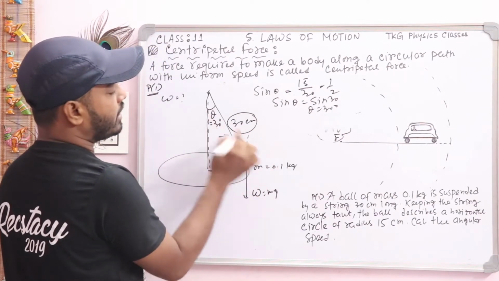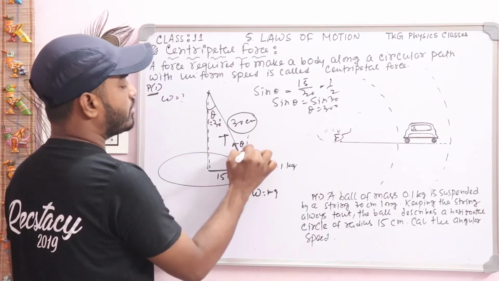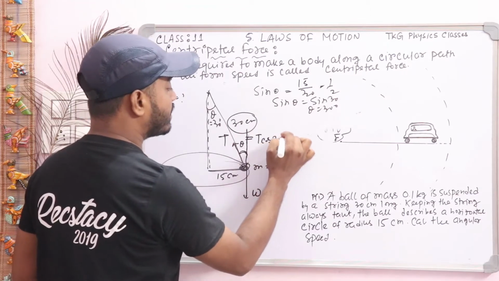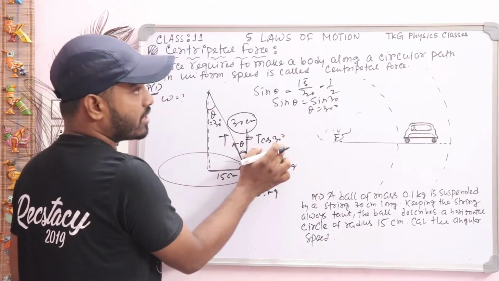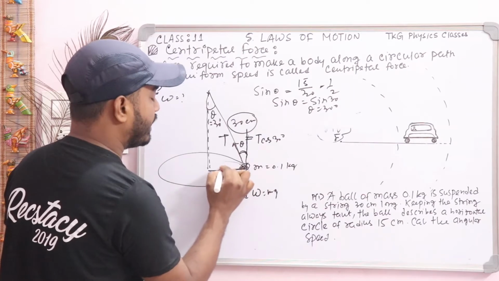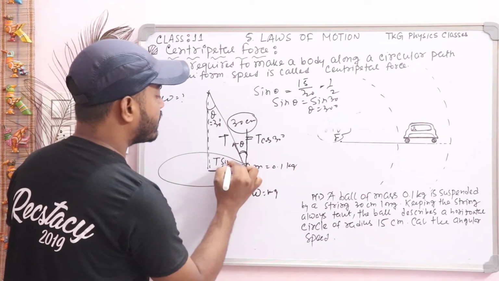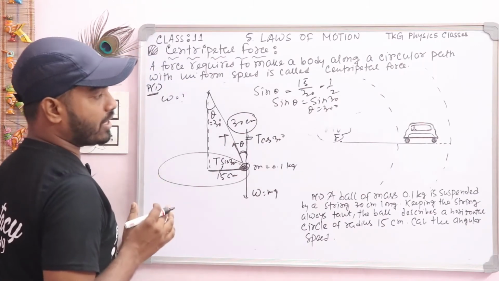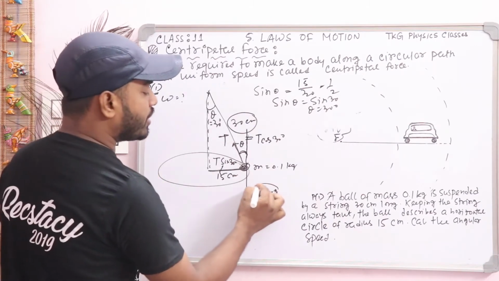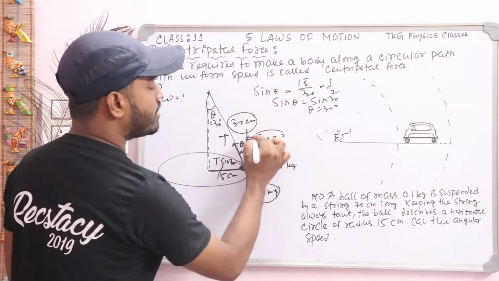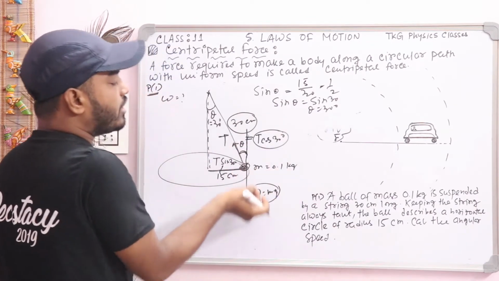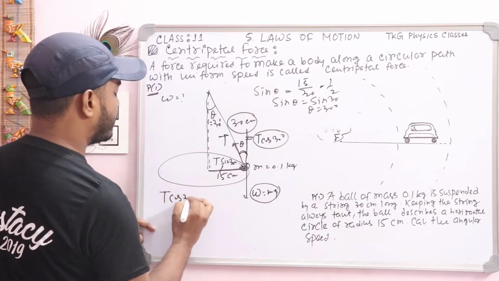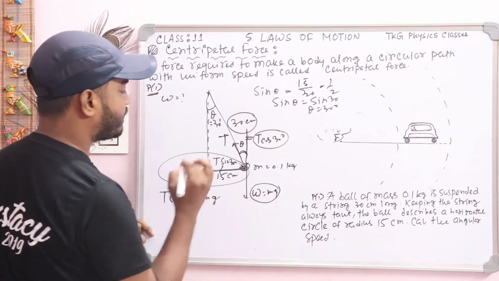If this angle is theta, then this angle will also be theta. Now see, this component is named T cos theta, or since theta is 30, T cos 30, and this vertical component is named T sin 30. Clear? Now see, this part is important, students. Here mg is balanced with T cos theta. Mg downward, T cos theta upward. So write T cos 30, which is balanced with mg.